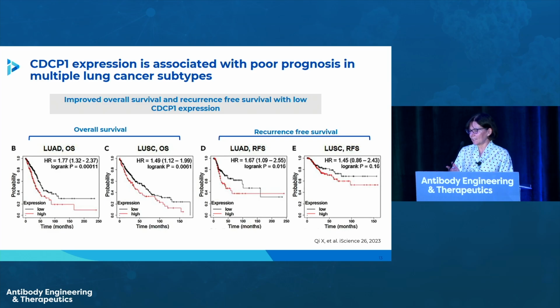And so here's just an example of CDCP1 expression in lung adenocarcinoma and squamous lung carcinoma, indicating its association with poor progression. So if you look at these Kaplan-Meier curves on the left for overall survival, on the right for recurrence-free survival, you can see that those patients that have high levels of CDCP1, which is illustrated in the red lines in all of these curves, you can see they have reduced overall survival compared to those patients that have lower CDCP1 expression.